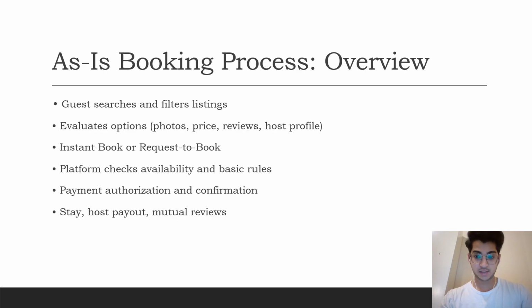Third, the guest either uses instant book, where booking is confirmed immediately, or they send a request to book, which the host must accept or decline within a time window. Fourth, the platform performs availability and basic rule checks: calendar conflicts, minimum nights, cancellation policy, and so on. Fifth, the guest enters payment details and the Airbnb payment system authorizes the payment, possibly applying some fraud detection rules. Then the booking is confirmed. Both host and guest receive notifications and calendars are updated.